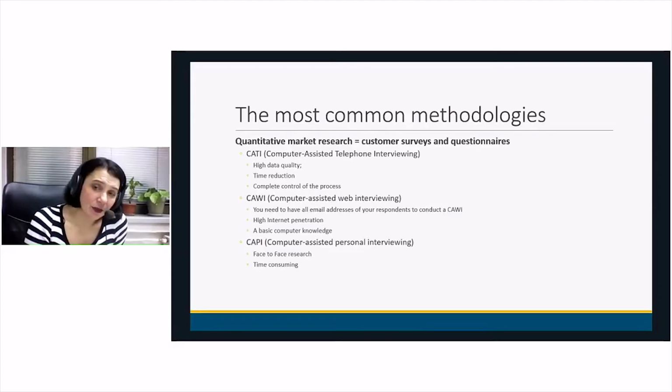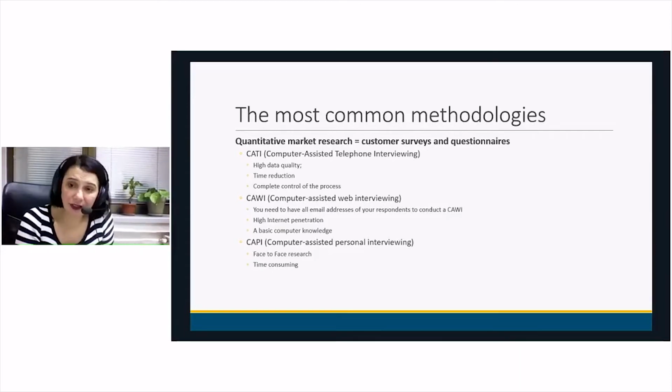And like any kind of methodology, it has its good qualities and some problems. But the first thing that should be stated is that if you use CATI methodology, you are assuring high data quality. This is the fastest research to be conducted. With this research, we have a huge time reduction because we are using telephones, and also you have complete control of the process of the gathering, of the process of fieldwork.